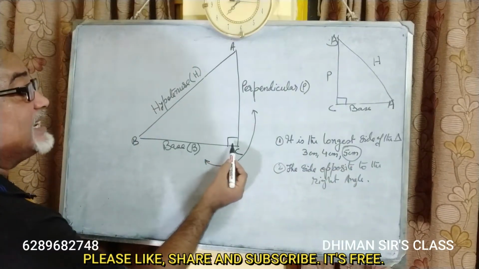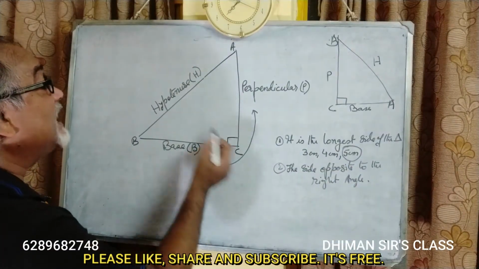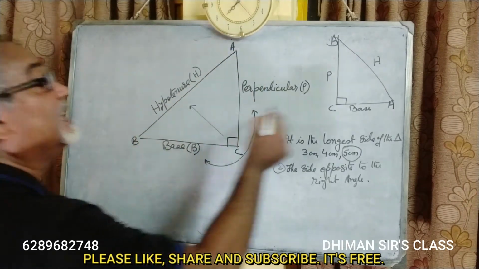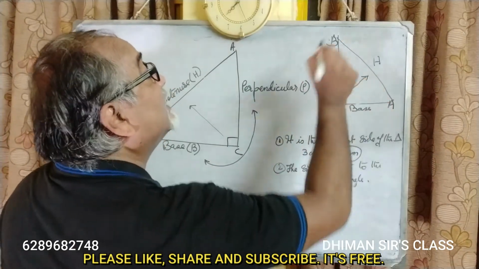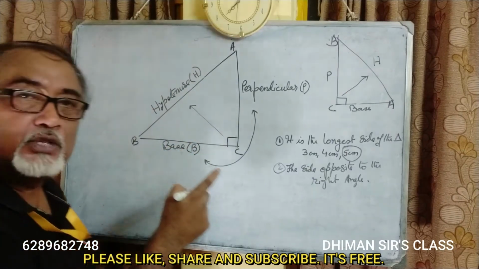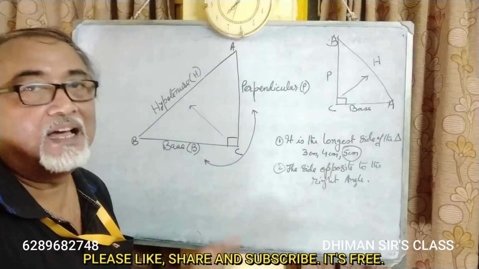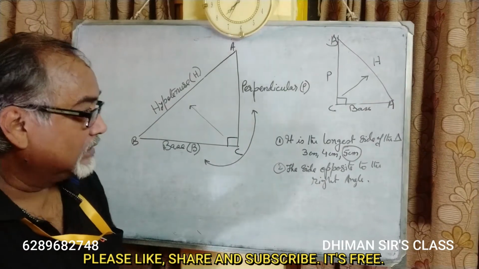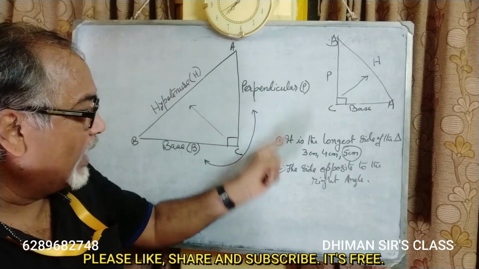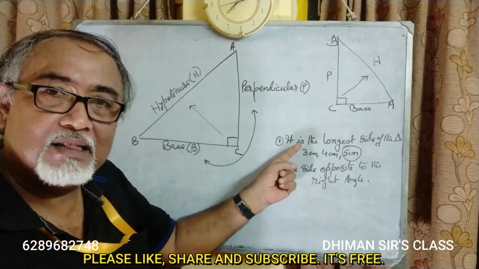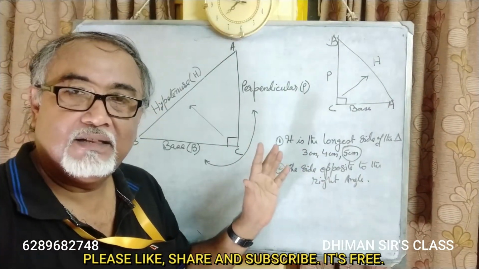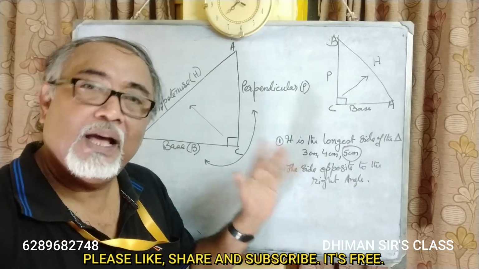See, the right angle is here at C. Which side is opposite to the right angle? Side AB. So the side that is opposite to the right angle is always called the hypotenuse. The two most important properties of the hypotenuse we have understood: one, it is the longest side of the triangle; two, the side opposite to the right angle is called the hypotenuse.